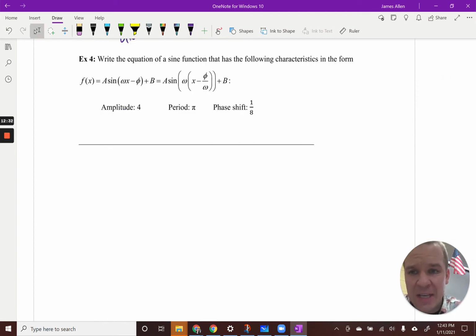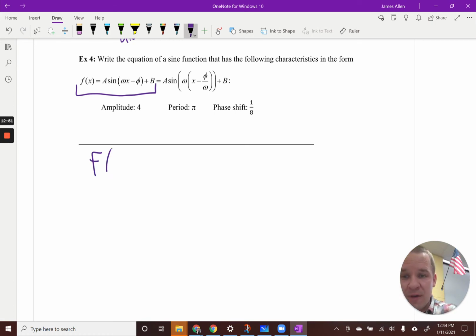So we have a slightly different ask here in this one. Write the equation of a sine function that has the following characteristics in that form. Okay, so our form, this is what's going to be asked of in my math lab problems where it's multiplied out, not the factored form. Okay, but we're going to start with that factored form first.